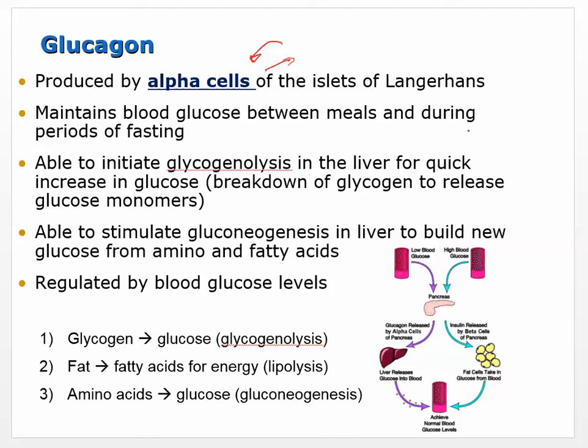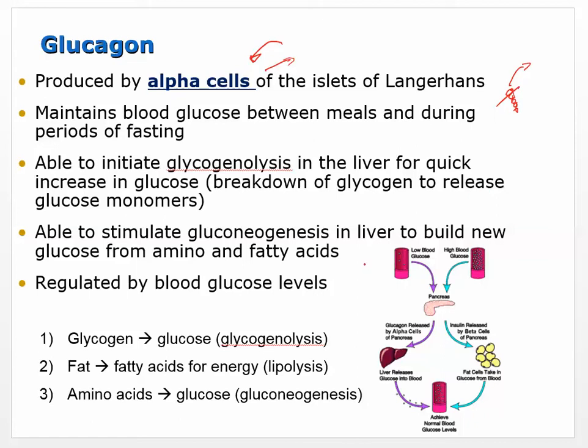It's going to actually trigger a response in the liver to initiate something called glycogenolysis. Okay, wait, we already covered that term. That's when you break down glycogen. So glycogenolysis is going to cause glucose to be released. It's also able to stimulate gluconeogenesis, the genesis of new glucose, so production of new glucose in the liver to build new glucose from amino acids and fatty acids. Okay, so it's increasing glucose, but we kind of want to know exactly how it's doing it.